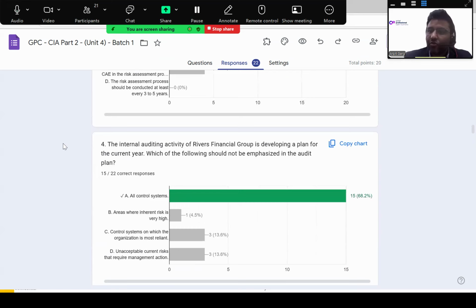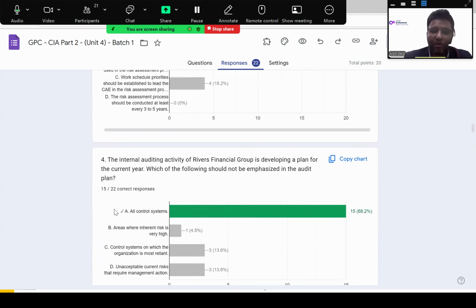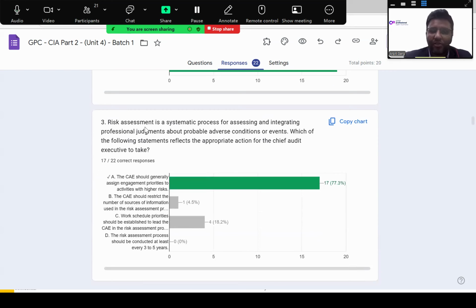People, these are very tricky questions, and only after practicing will you understand the other aspects of them. I'll move on to question number 3. It says risk assessment is a systematic process for assessing and integrating professional judgment about probable adverse conditions or events. Which of the following statements reflects the appropriate action for the CAE to take? The CAE should generally assign engagement priorities to activities with higher risk. Is it a true statement or a false statement? It is a true statement.